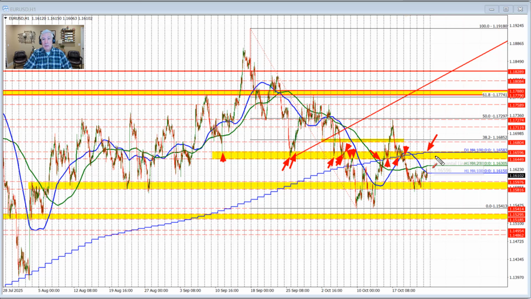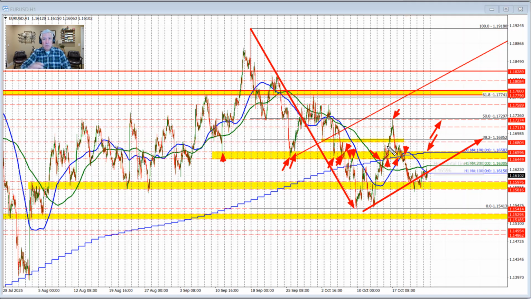It makes this level the risk level. Getting above that level, now it starts to look toward the 38.2% retracement of this move to the downside, and get above that level, and it opens the door for a rotation toward the 50%, which happened to be the high price that we paused at last week on the top side at 1.17297.